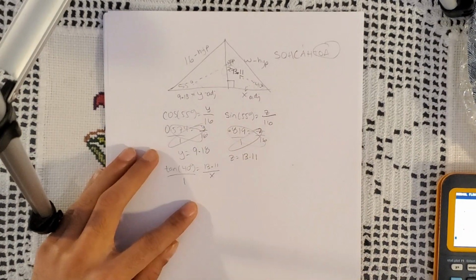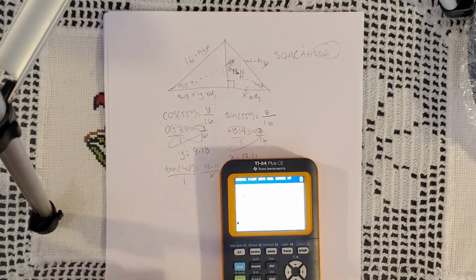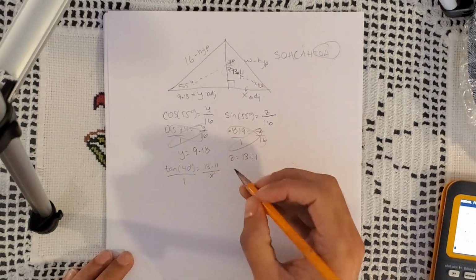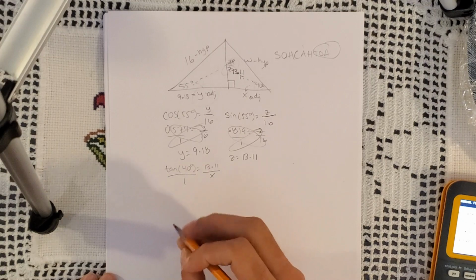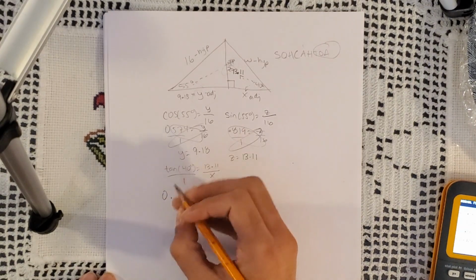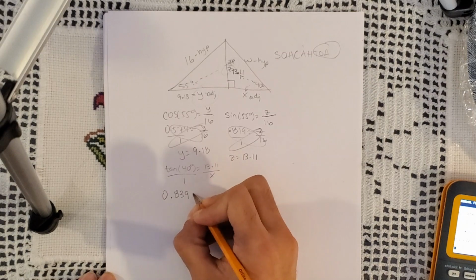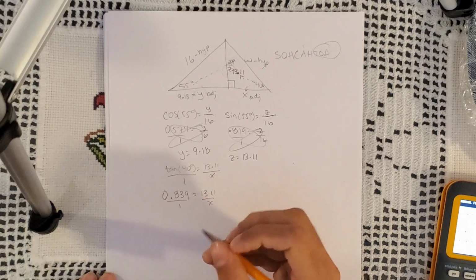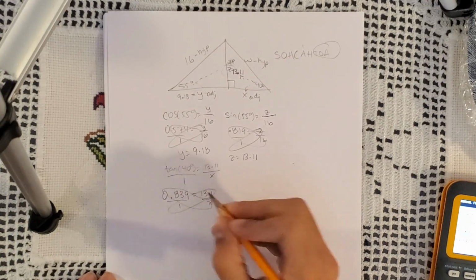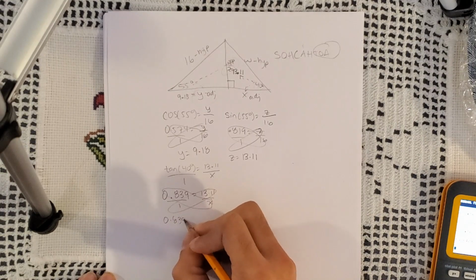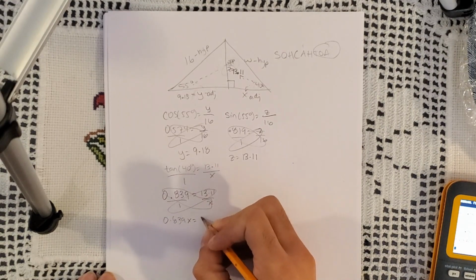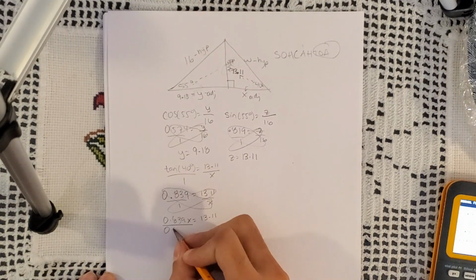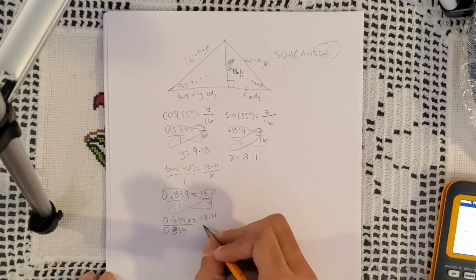So put this over 1, right? So I'm going to solve for tangent of 40 on my calculator. Okay, and I get 0.839, rounded to the nearest decimal place. So 0.839 over 1 equals 13.11 over x. Next, I cross multiply like this. I get 0.839x equals 13.11. Now I want to solve for x, so I divide both sides by 0.839.